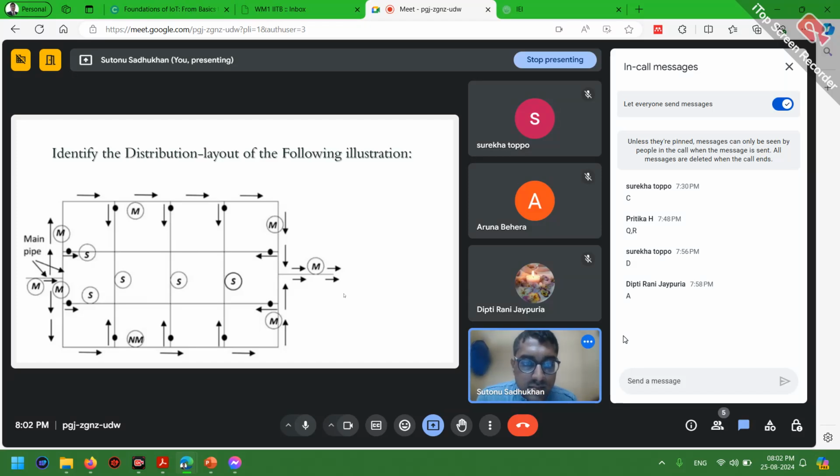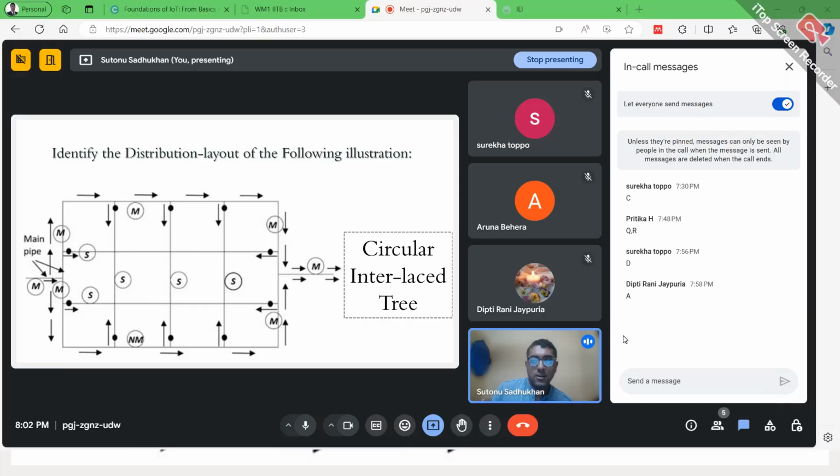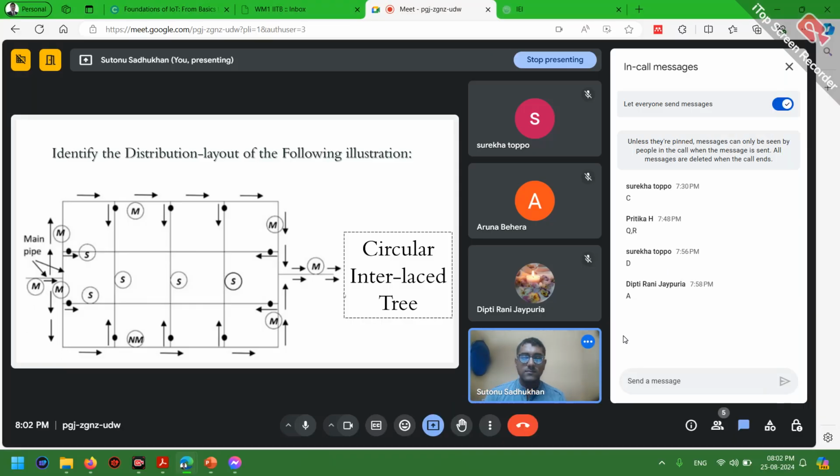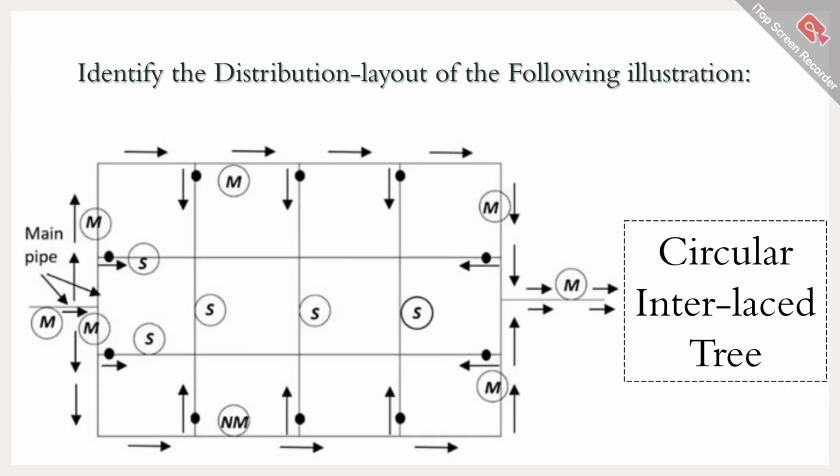Can you identify it? Same options, I'll give you the options also. So circular, interlaced, or tree. Which kind of distribution is it? Anyone? Oruna, Dipti, Sureka? Circular, yeah, correctly identified. So what is happening here?